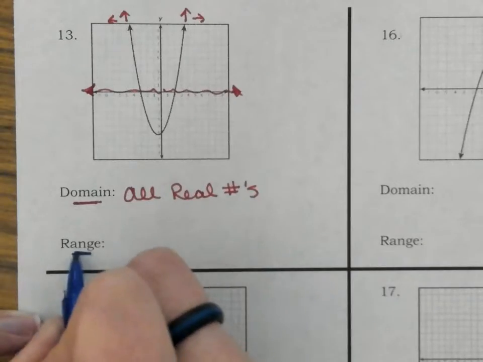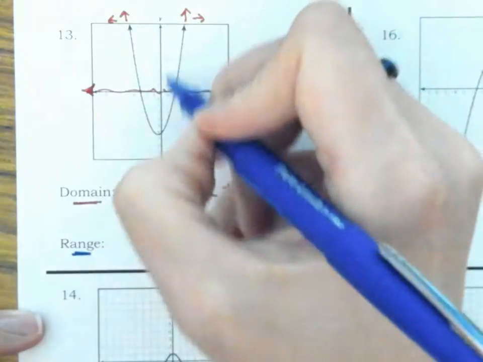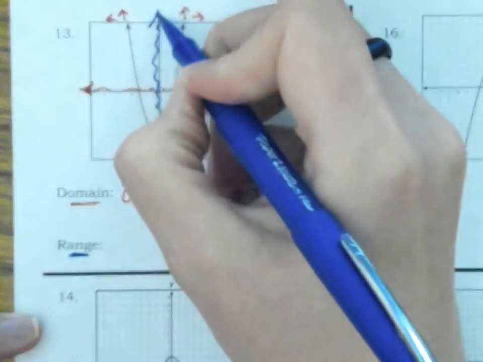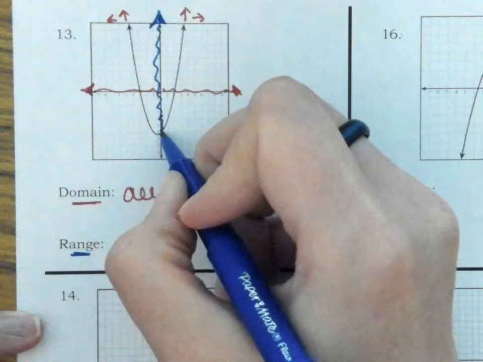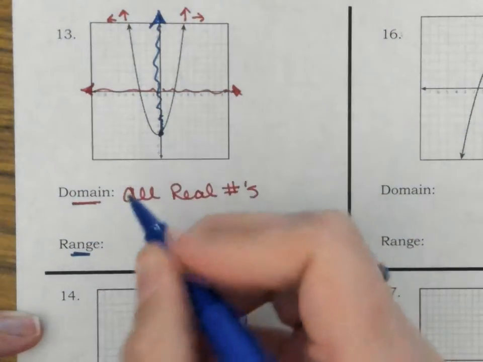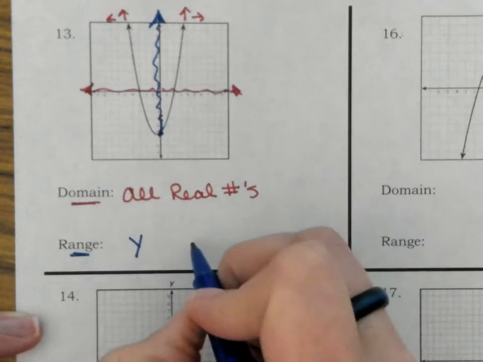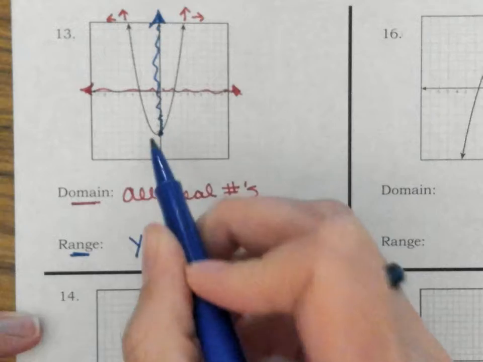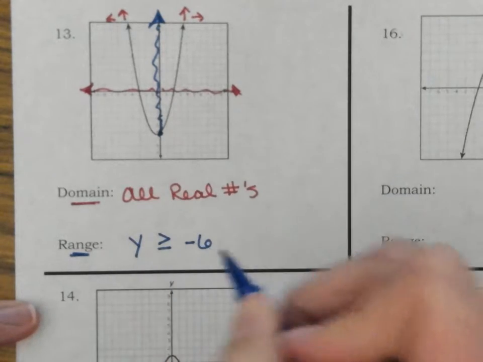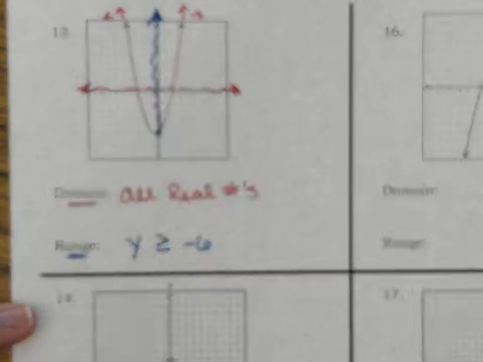And my range is going up forever. But it has a starting point. It starts down here, and we're just going to say it starts right here at -6. So that means my y values start at -6, and they're getting bigger than -6 or equal to -6. So y is greater than or equal to -6.